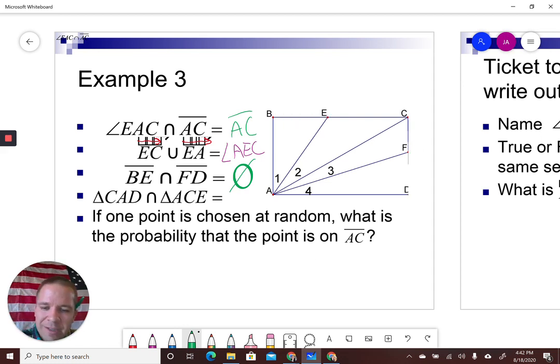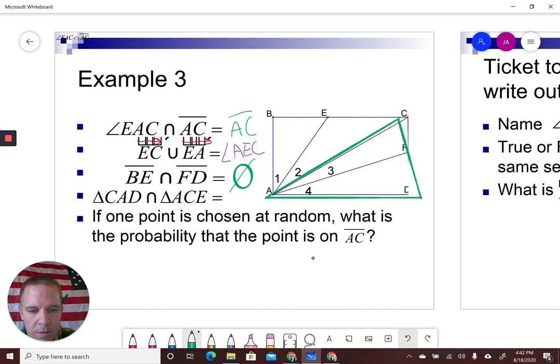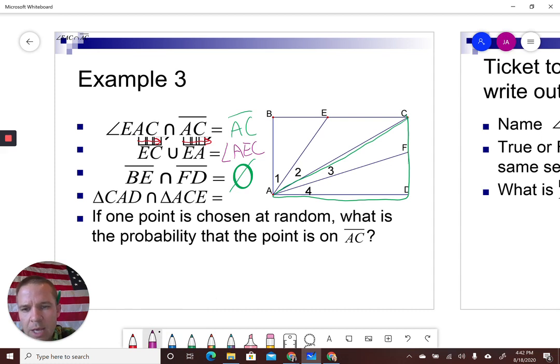All right, triangle CAD. So CAD, let's find that. That's that guy. This fancy program auto snaps sometimes when I don't want it to. And then it's an intersection, so I'm going to use two colors. That'll be ACE. So ACE. Well, what overlaps here? Segment AC. Very good, children. Very good. I heard all of you.